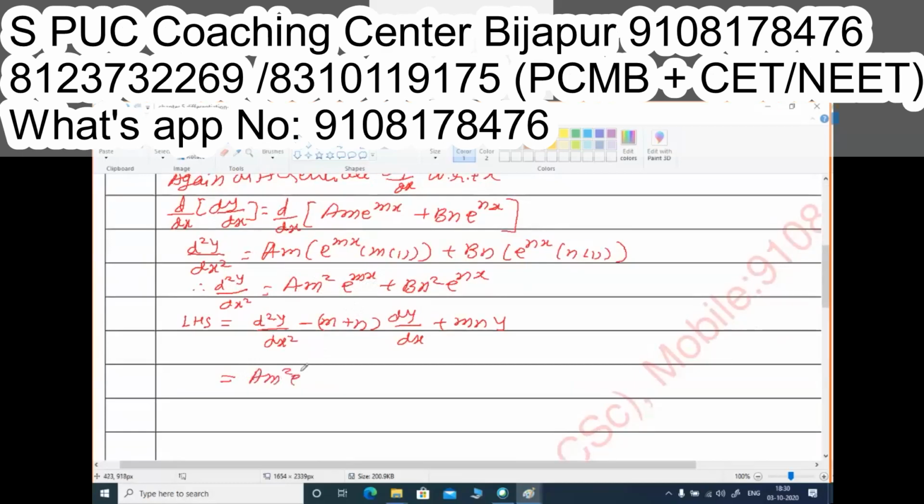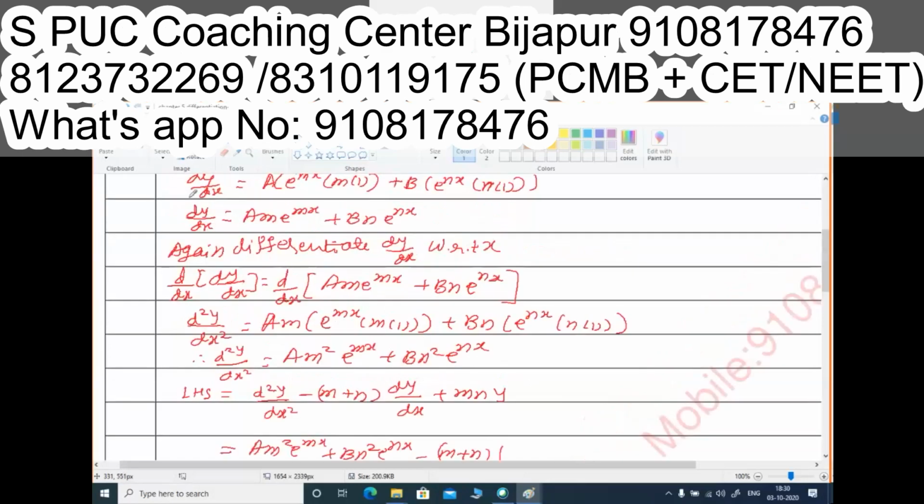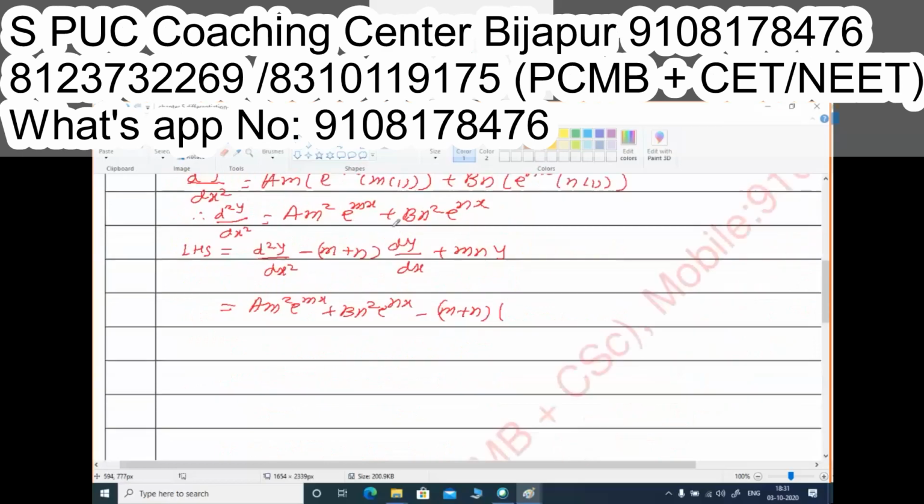am square e raised to mx plus bn square e raised to nx, minus (m plus n) into what is there, that dy by dx: am e raised to mx plus bn e raised to nx.